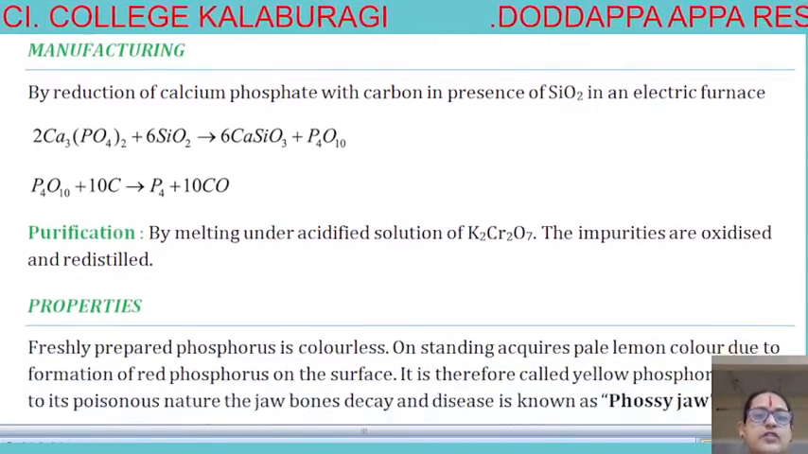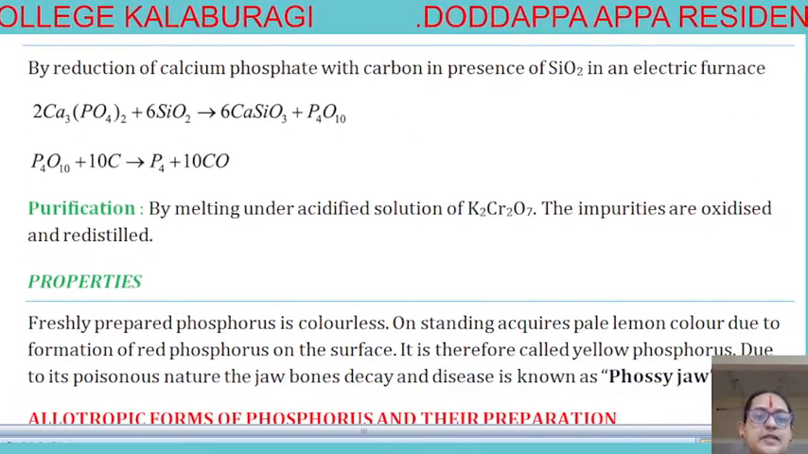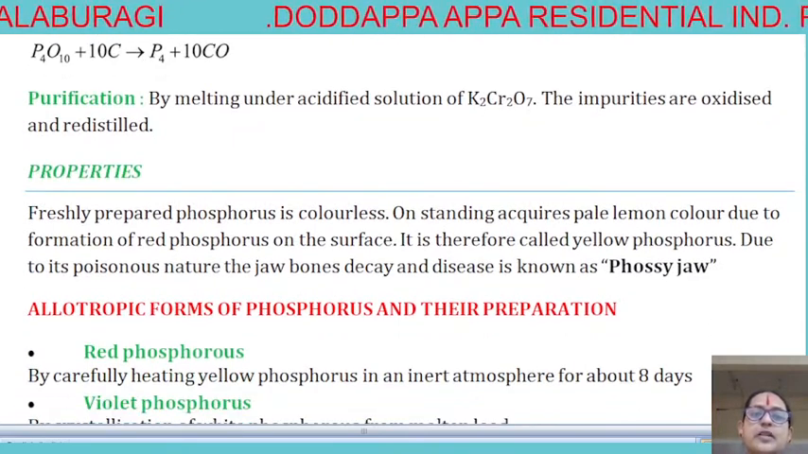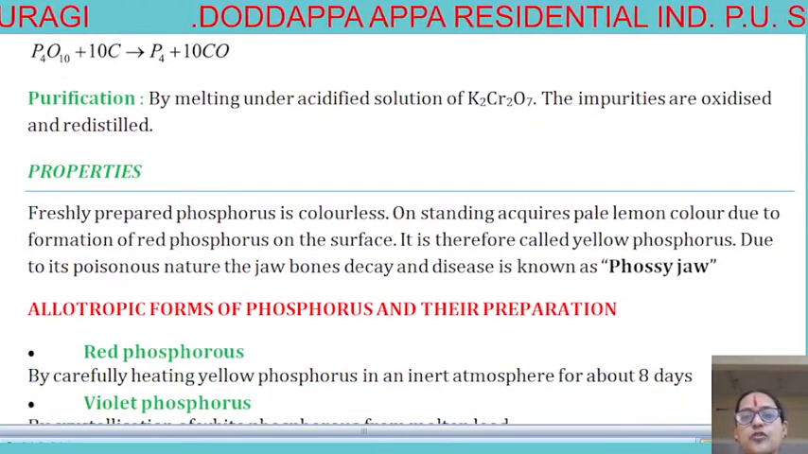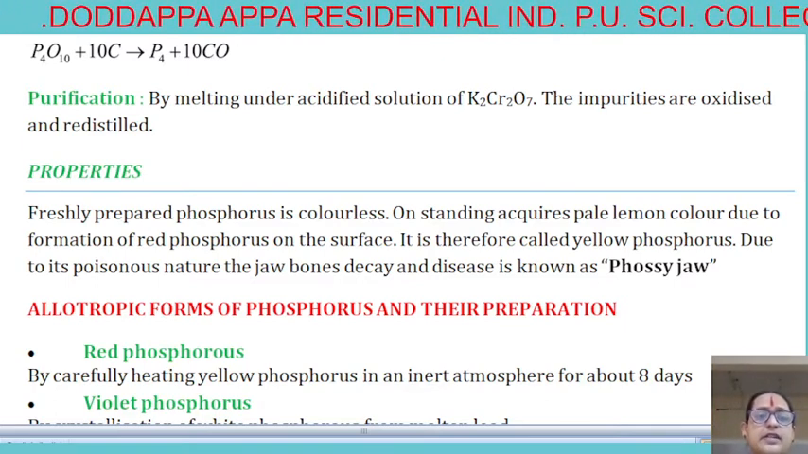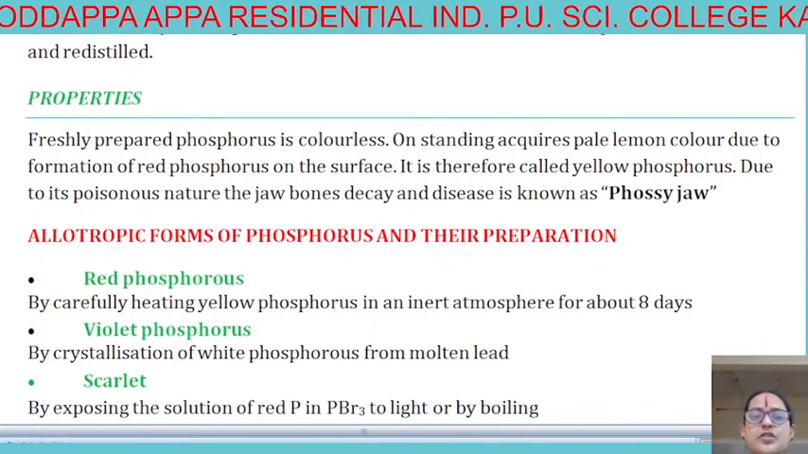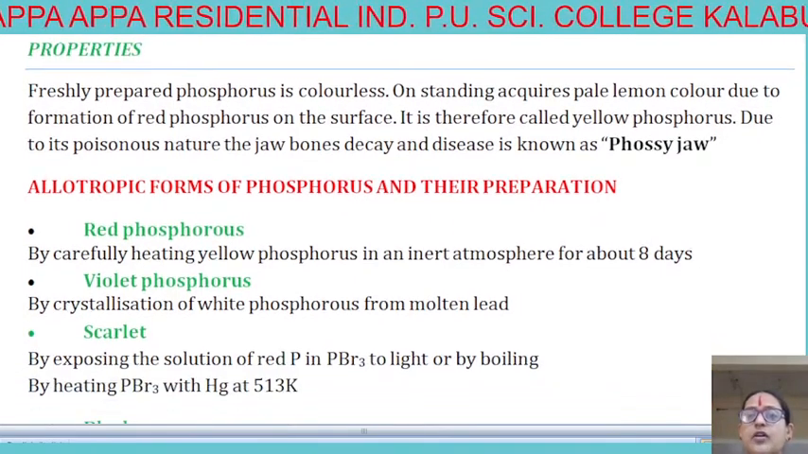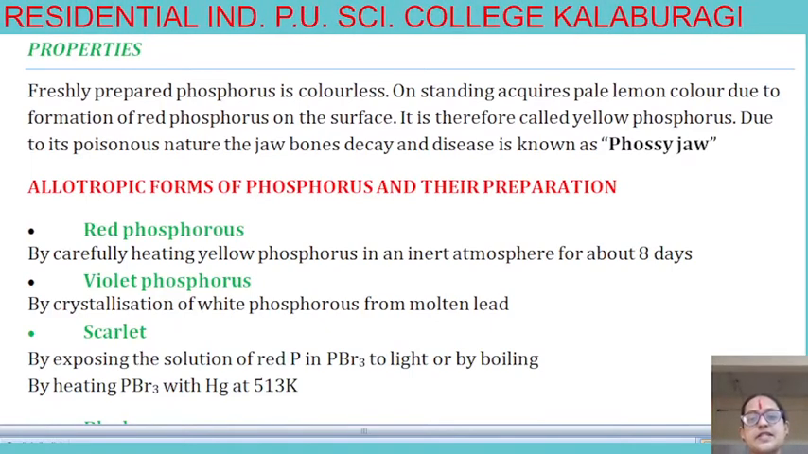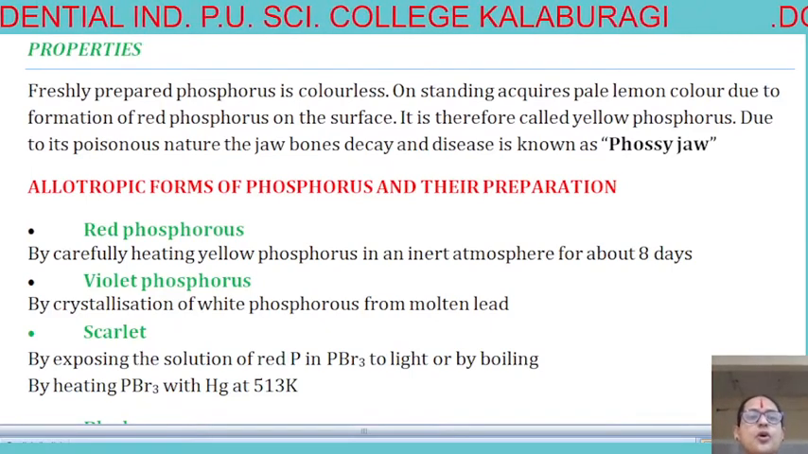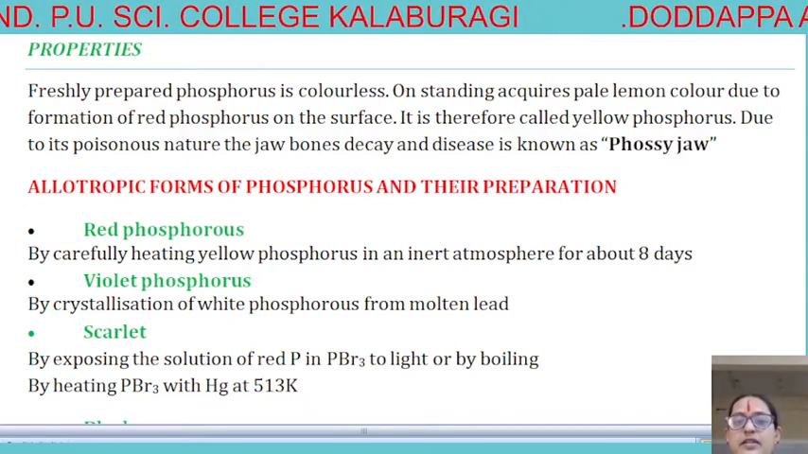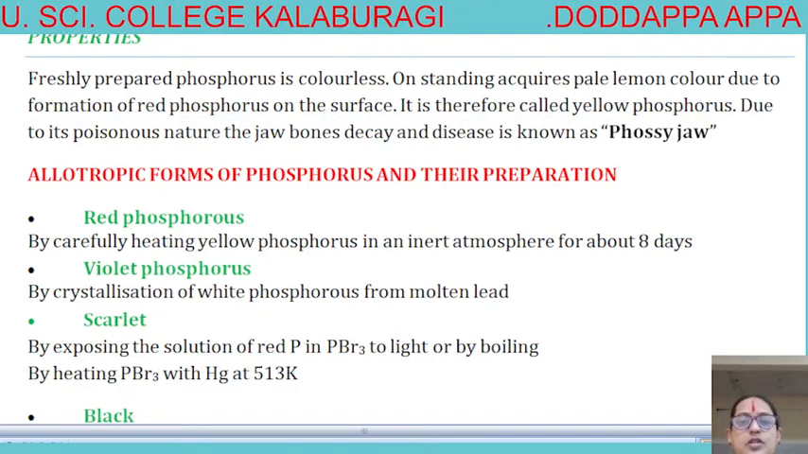Calcium phosphate is treated with silicon oxide to form calcium silicate, and phosphorus pentoxide is formed. Next is purification by melting under acidified solution of potassium dichromate to remove impurities of oxides, and it is again redistilled. Its properties: it is colorless. On standing it acquires a pale lemon color due to formation of red phosphorus on the surface. It is therefore called yellow phosphorus. Due to its poisonous nature, the jaw bones decay and a disease known as phossy jaw is formed.